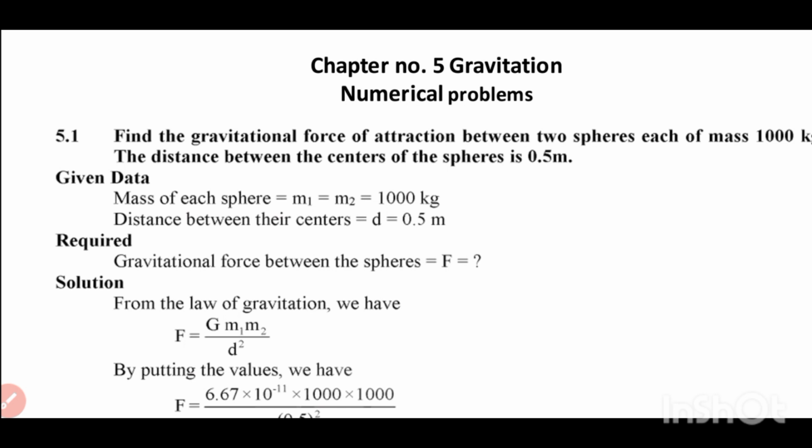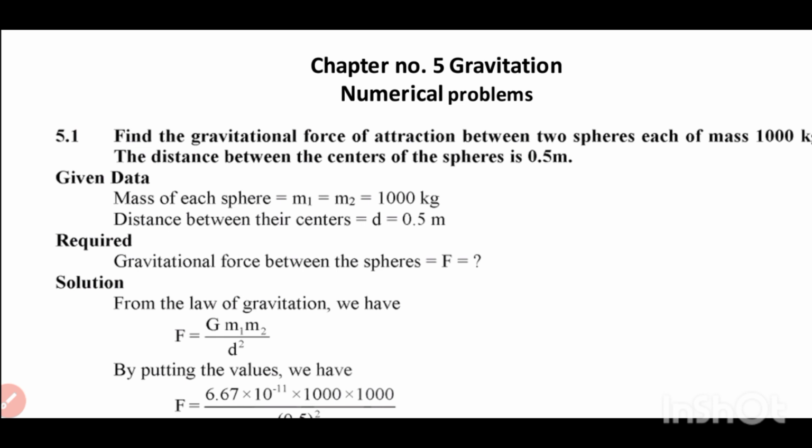Dear students, today we will discuss numerical problems of chapter number 5. So, first numerical 5.1 is: find the gravitational force of attraction between two spheres, each of mass 1000 kilogram. The distance between the centers of the spheres is 0.5 meter.